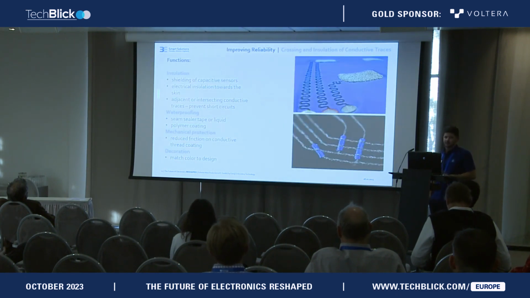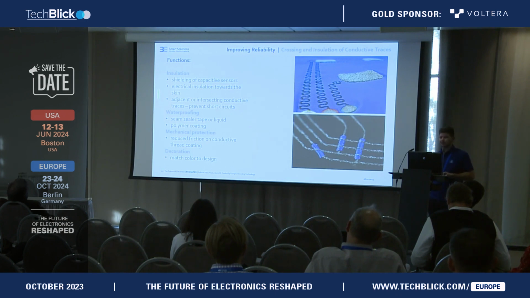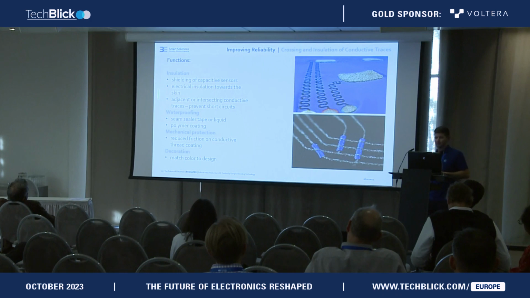Coming to the insulation, we have different ways. On the one hand, we can use embroidery with non-conductive thread to cover the conductive traces, which gives us some mechanical protection. Maybe we can match the color to our design, or prevent direct contact to the skin, for example for electrodes outside of the electrode area where it's not desirable. But of course, for applications that need waterproofing, we can use some seam sealer or polymer coatings to completely insulate the trace.